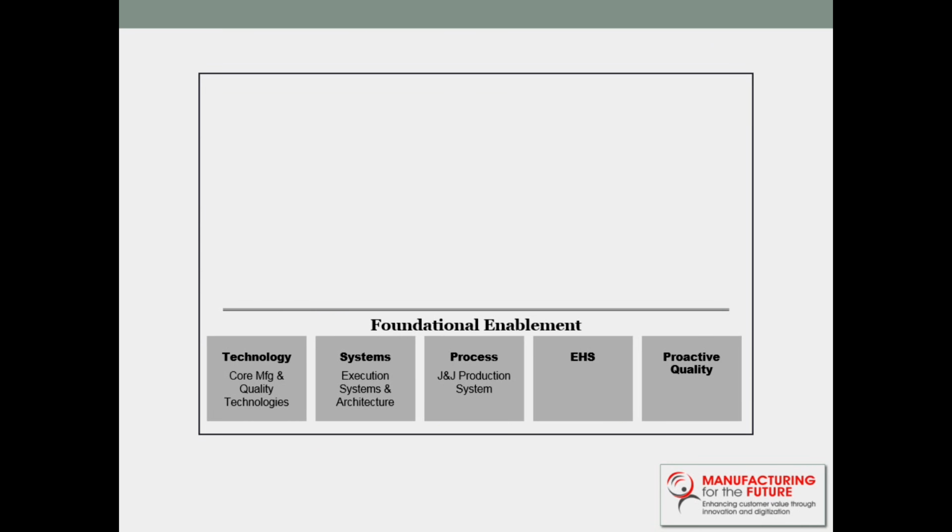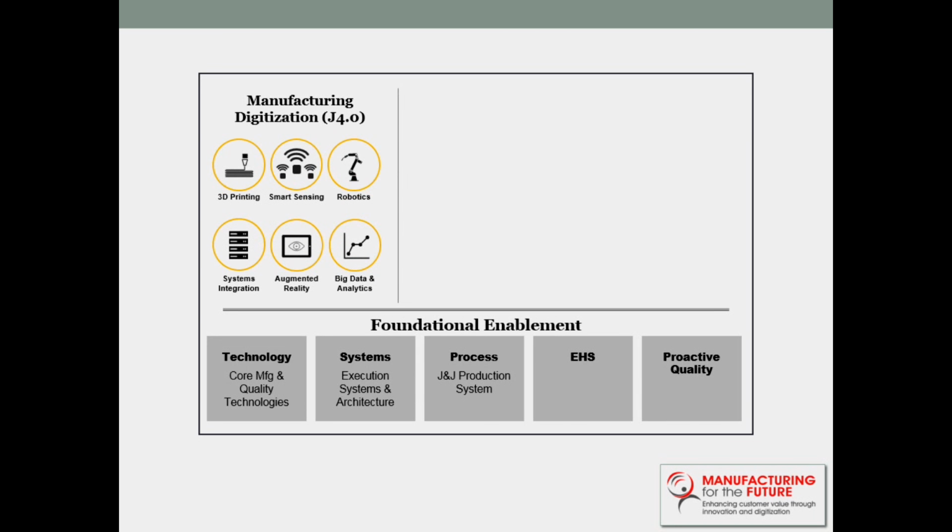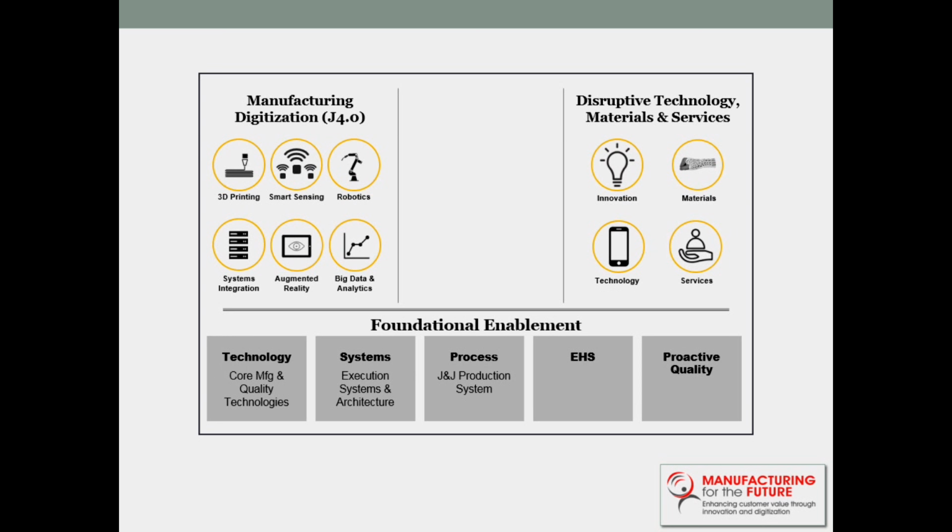And if I give you a little bit of an insight as to how we're thinking about this new world in Johnson & Johnson, we start with our foundational enablers of technology systems, our J&J production system, core environmental health and safety values, and our quality. And these are foundational. But then we're looking to build upon that, this whole concept of how do we leverage digitization, 3D printing, smart sensing, big data analytics, and then leverage new technologies, disruptive technologies.